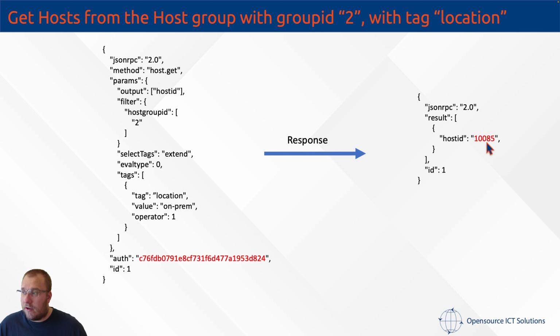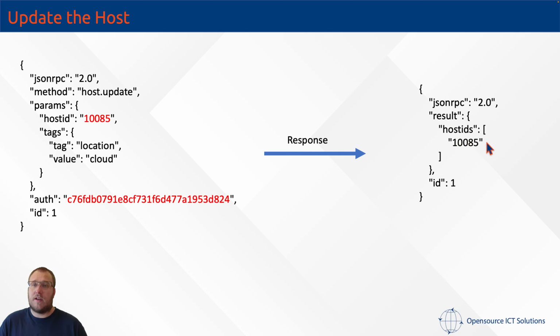So we remember this one, and then we call the method host.update. Parameters: host ID 10085, tags, tag location, value cloud. And we are just pushing this one into Zabbix, and we get back result host ID 10085. So it is not really giving me the confirmation of what has been changed, only that it was successful.